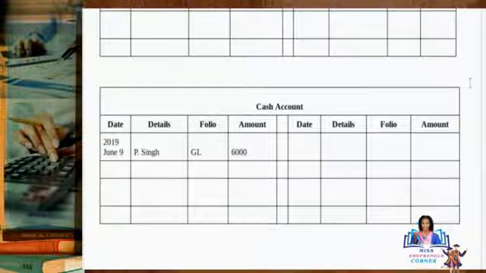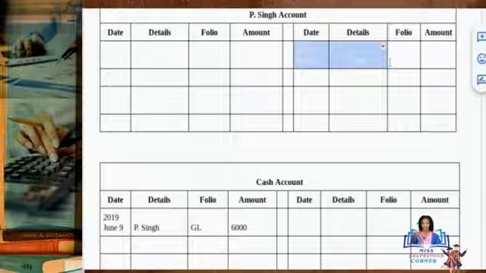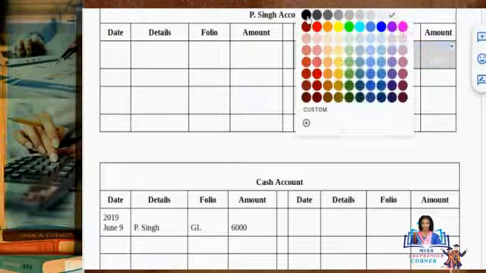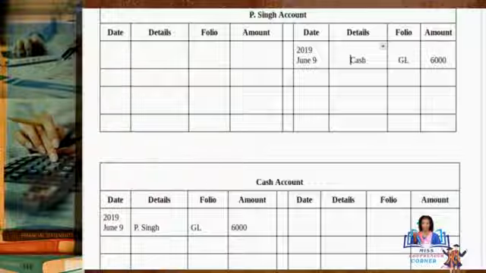Alright, so now we need to make a credit entry in P. Singh's account. So we come on the credit side and we enter this transaction. So on June 9, 2019, in the detail we have cash. The cash account is also found in the general ledger and the amount of $6,000.